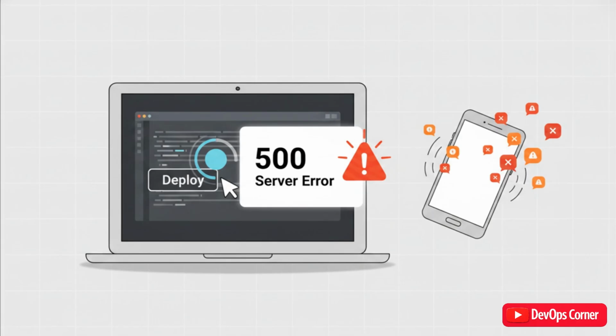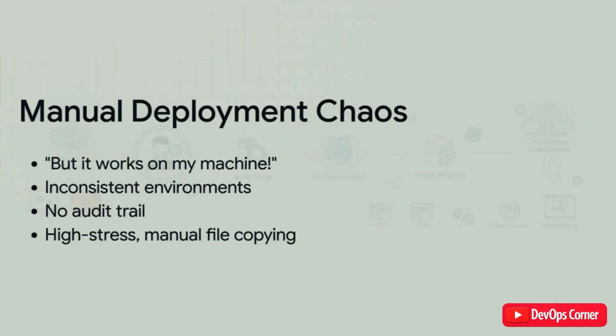going to solve today. You know, this whole chaos, this late-night anxiety, it really all boils down to a few core problems that you see everywhere in manual setups. First, you've got the classic developer excuse, but it works on my machine. And the most frustrating part, they're probably right. It does work on their machine. But the production server? It has a slightly different version of a library or maybe a different operating system patch level. These tiny, almost invisible differences between environments create these nasty bugs that only show their face after you've deployed.